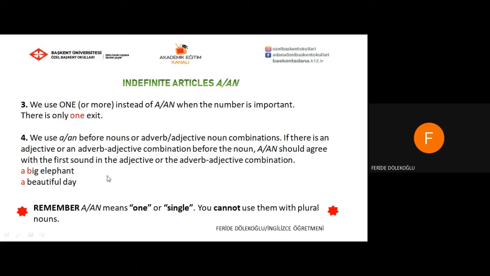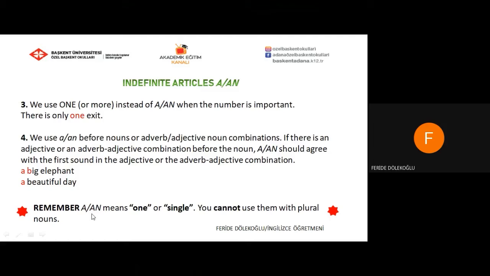Let's try to understand this. Look at this example. Here, elephant is a noun, big is an adjective. Elephant, the noun, starts with a vowel, but the adjective starts with a consonant. So we use a before the adjective because B is the first sound here.